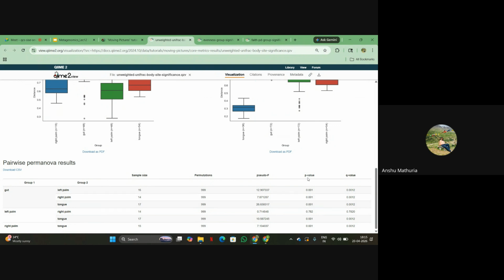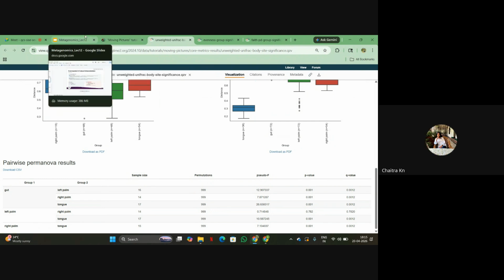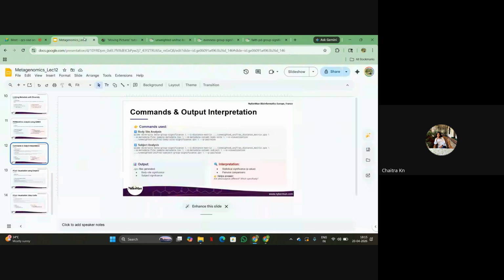Do you understand, Chaitra? Yes, ma'am, I understand now. In the last class I got confused about the p-value itself. Okay. Is it clear now? Yes, ma'am, yes. Okay, good. Any other questions? Yes, ma'am.